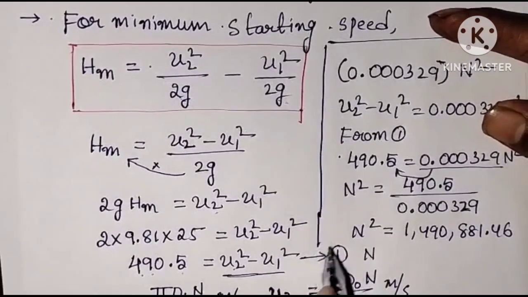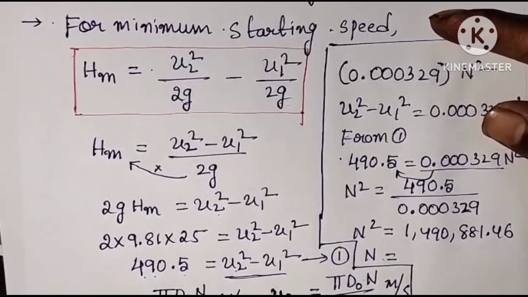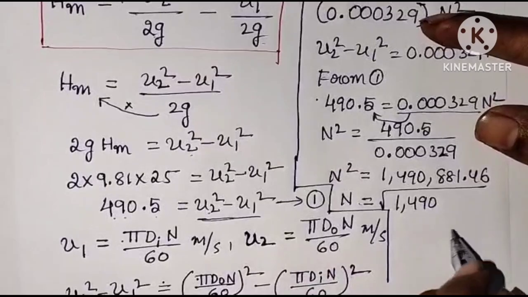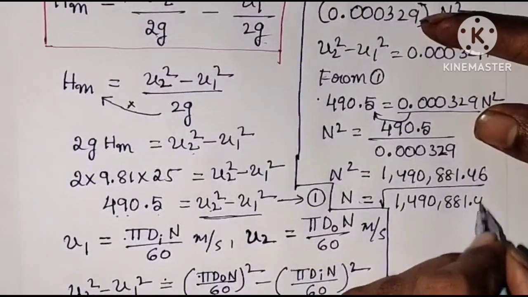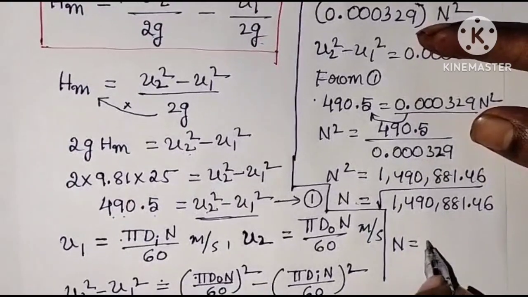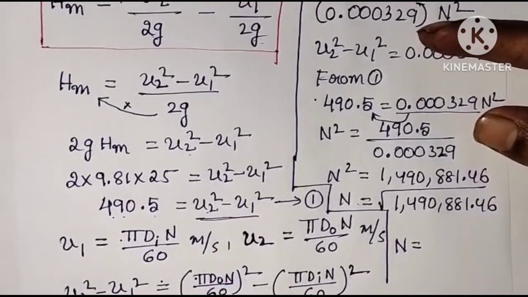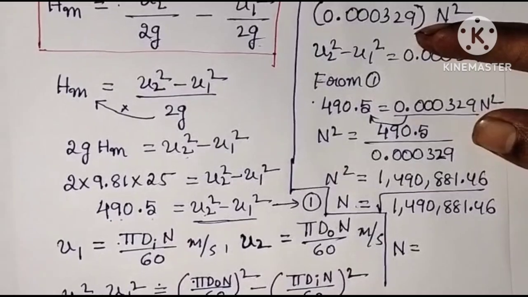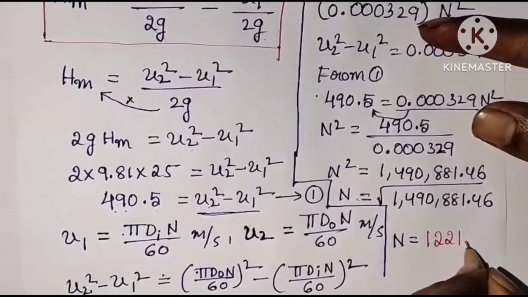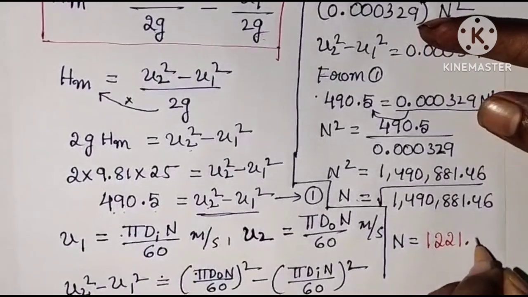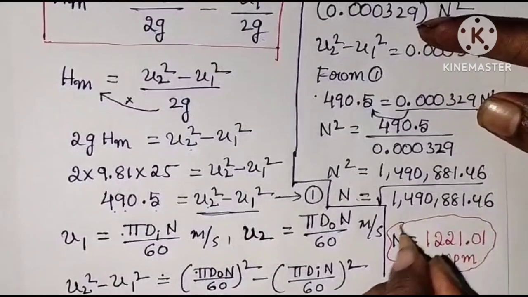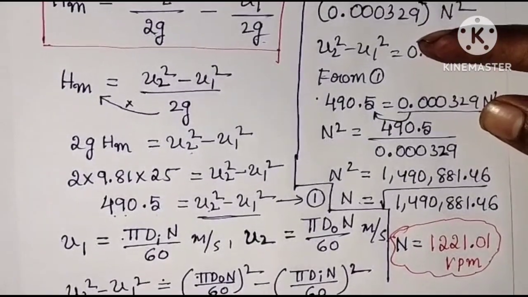Now N square is equal to, if you calculate this, around 1,490,881.46. Now apply square root on both sides, because we need the value of N, the minimum starting speed. N is the square root of 1,490,881.46, which is 1,221.01 RPM. This is the minimum starting speed of the centrifugal pump. This is the final answer.